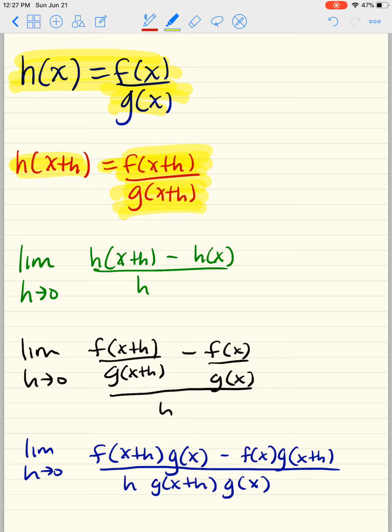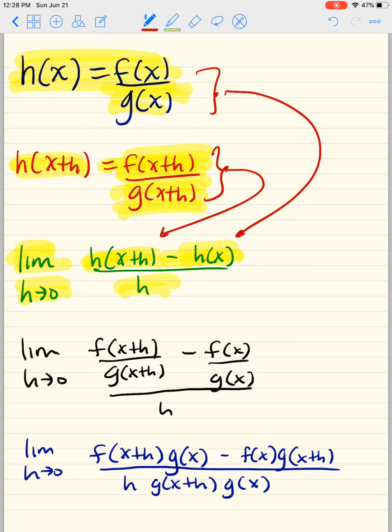So what is the definition of a derivative? The definition of the derivative is the limit as h approaches 0 of h of x plus h minus h of x over h. Well, guess what? We did most of this already. We have f of x plus h, or h of x plus h, that's that guy. And then we have h of x, that's that guy. So I just put those right there, which brings us to this part here, okay? So h of x plus h minus h of x over h.